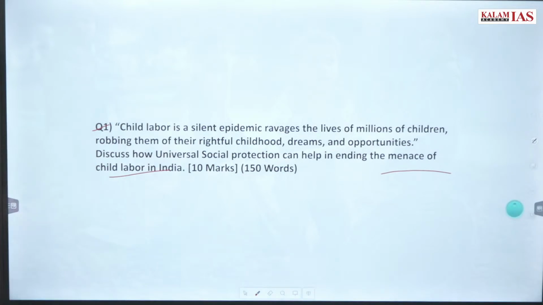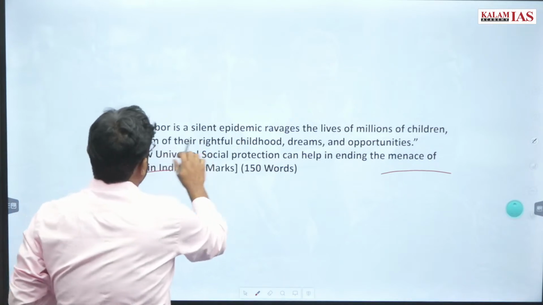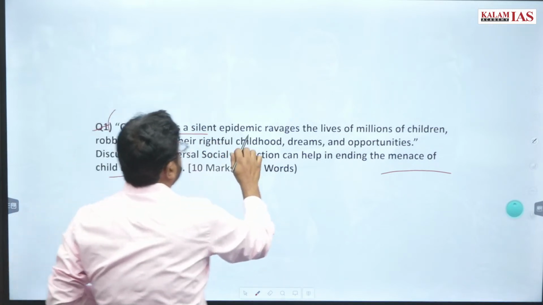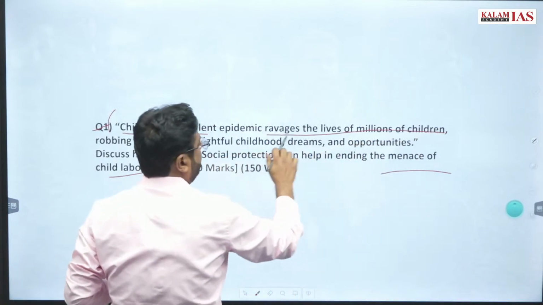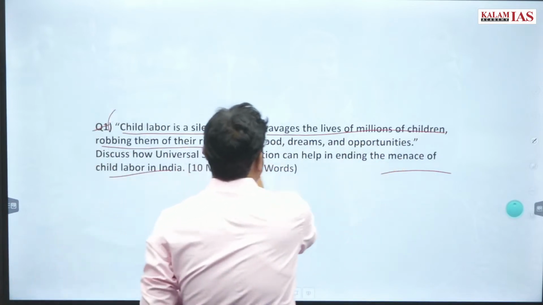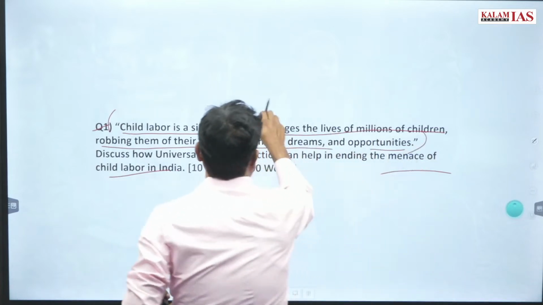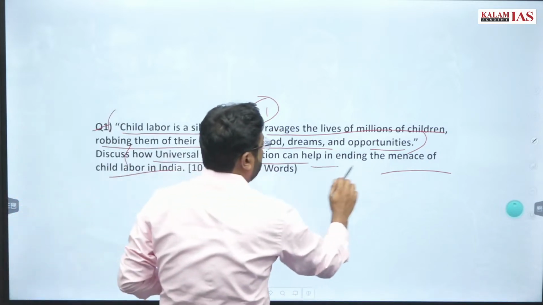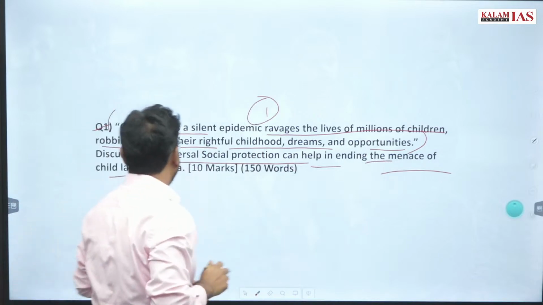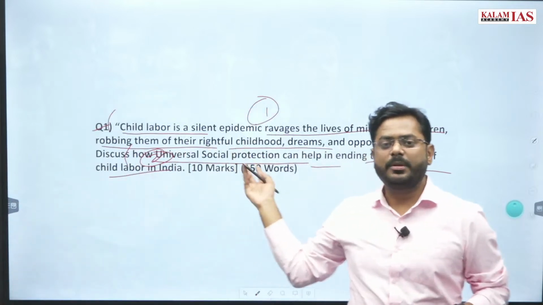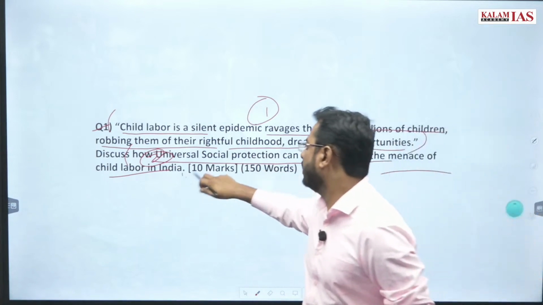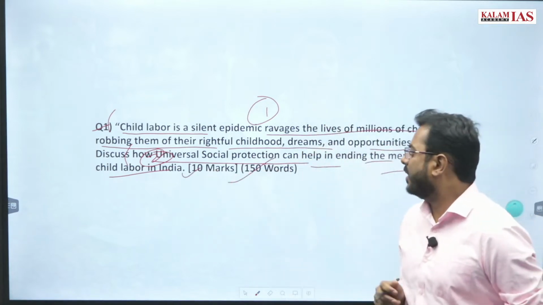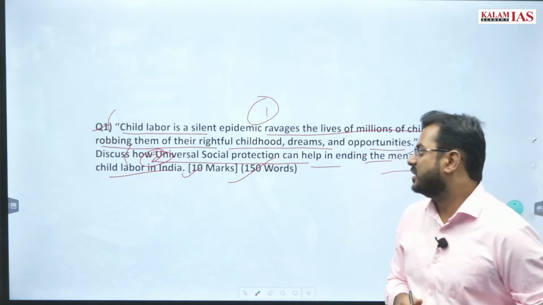Obviously there will be two parts in the main body. First part will be the child labor. You will explain this thing: child labor is a silent epidemic, ravages the lives of millions of children, robbing them of their childhood. Then the second part will be to discuss how universal social protection can help in ending the menace of child labor in India. So these will be the two parts. It is a 10-mark question. In 150 words you have to write. So 5 points in each, that would be more than sufficient.